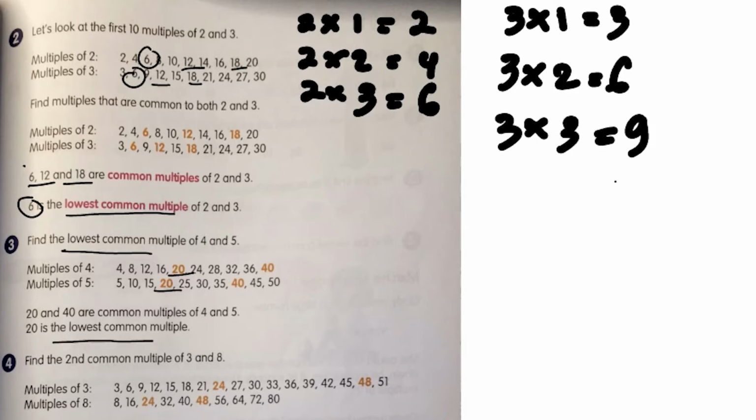Number 4. Find the second common multiple of 3 and 8. Okay, the first common is 24. So the second common is 48. Okay, next page.